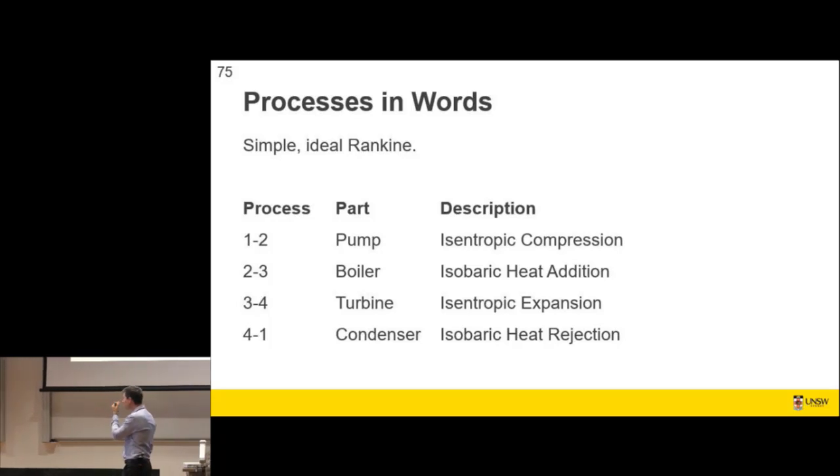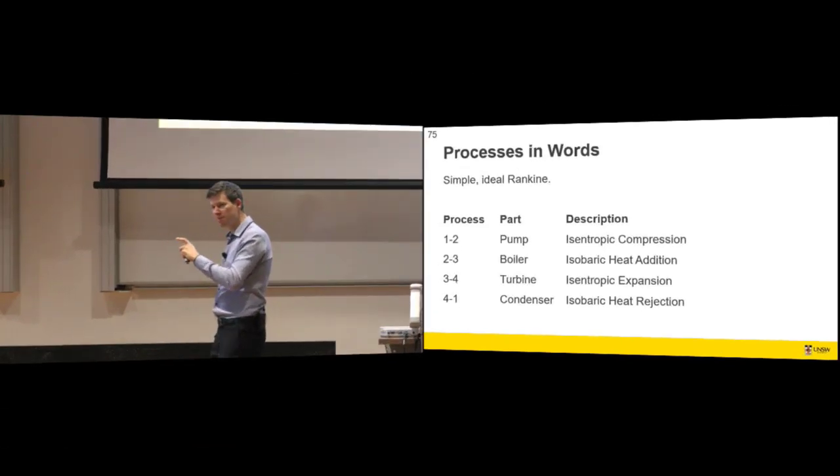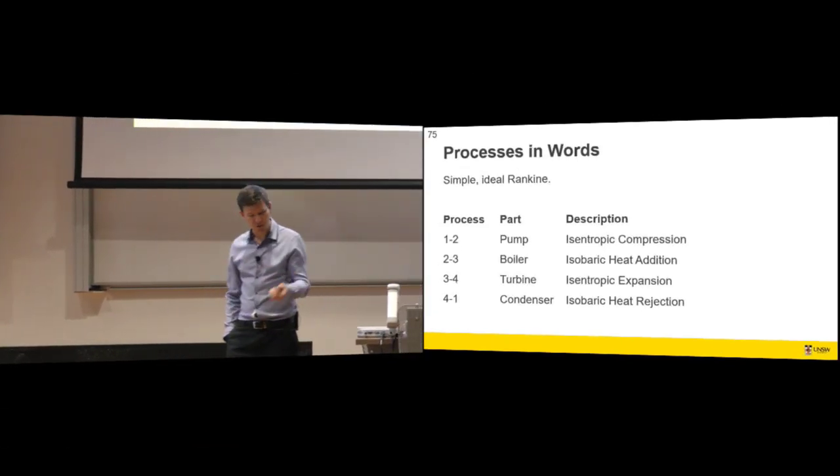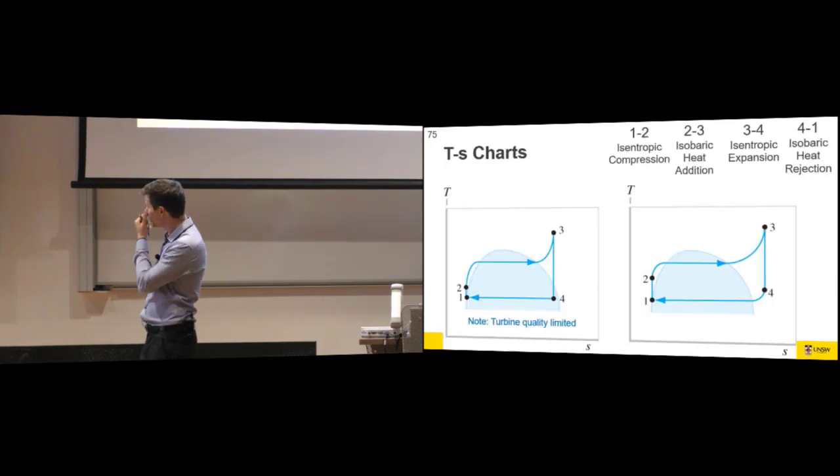All right. Process in words. So we have a pump, which is ideally providing isentropic compression, and we can work out what it's going to do if it's not isentropic. We've got a boiler, isobaric heat addition. We've got a turbine, isentropic expansion, and a condenser, isobaric heat rejection. So these are four ideal processes in words.